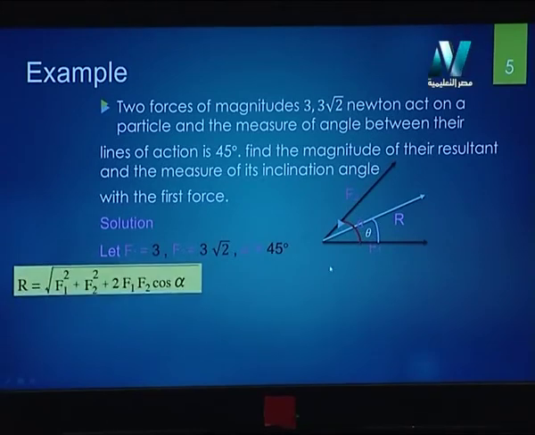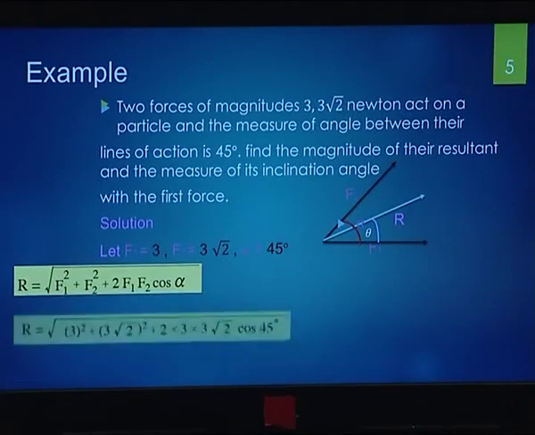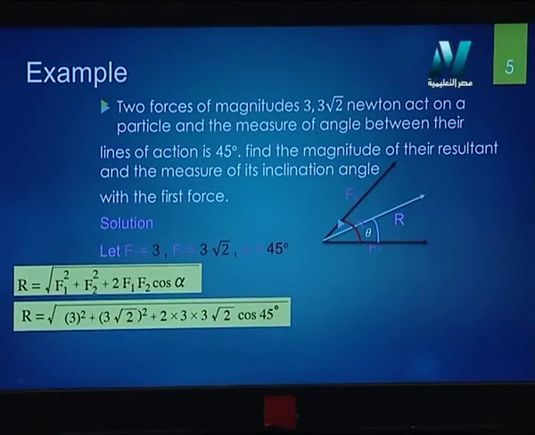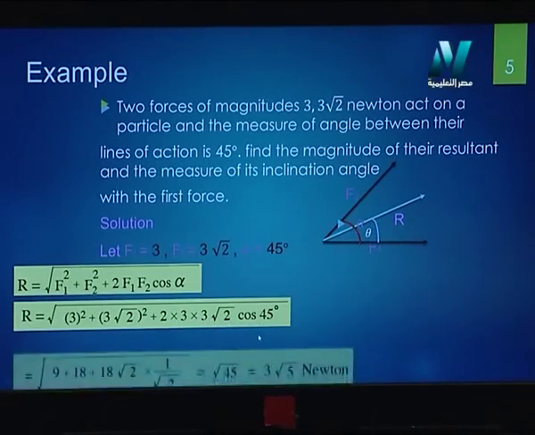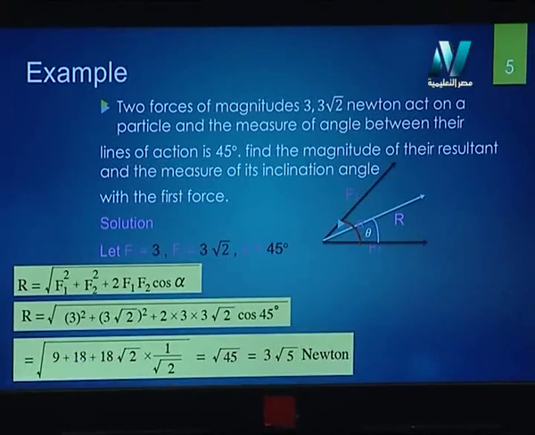We will apply this rule: R equals the square root of F1 power 2 plus F2 power 2 plus 2 F1 F2 cosine alpha. F1 equals 3, so we put 3 power 2 plus (3 root 2) power 2 plus 2 times 3 times 3 root 2 cosine 45. The answer will be 9 plus 18 plus 18 root 2 multiplied by 1 over root 2, which equals the square root of 45, which is equal to 3 root 5 Newton.